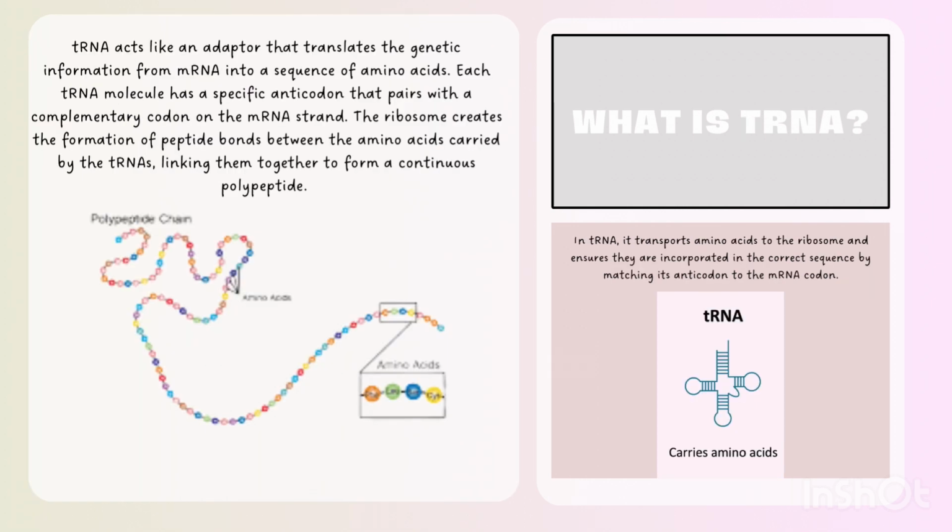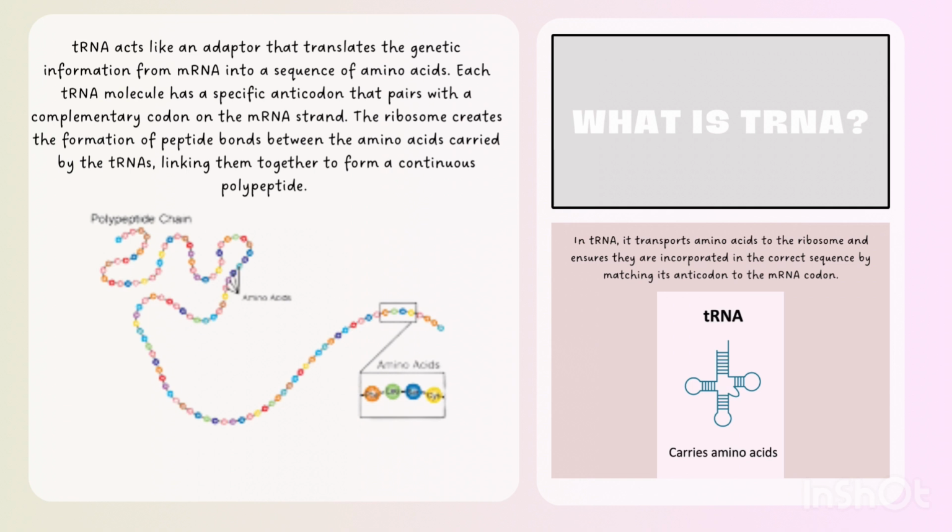In tRNA, it transports amino acids to the ribosomes and ensures they are incorporated in the correct sequence by matching the anticodon to the mRNA codon. It acts like an adapter that translates the genetic information from mRNA into a sequence of amino acids. Each tRNA molecule has a specific anticodon that pairs with a complementary codon on the mRNA strand.